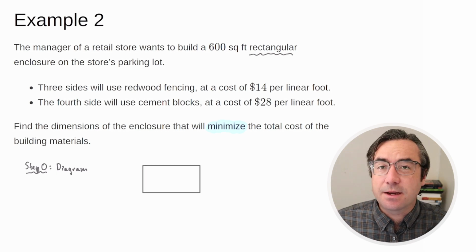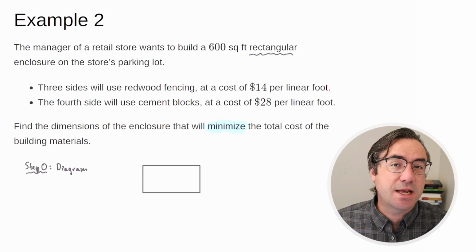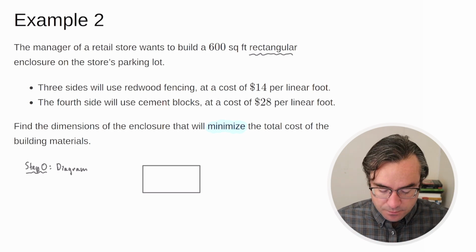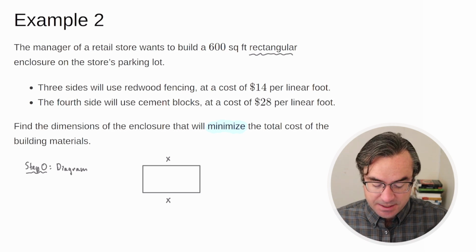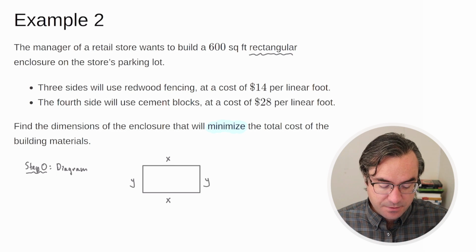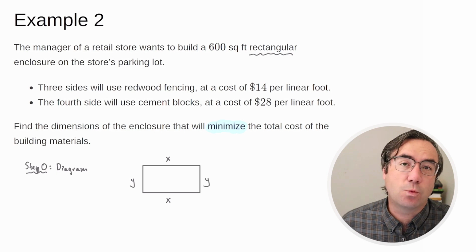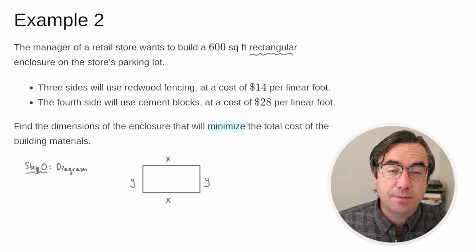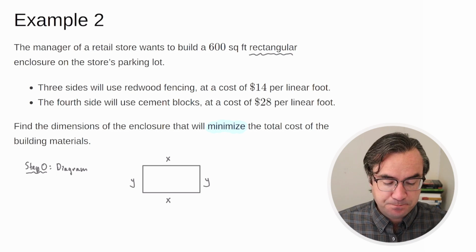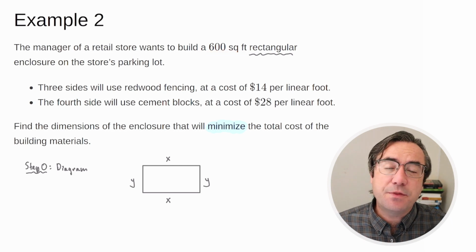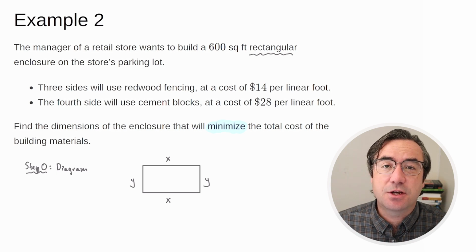And we know with a rectangle, opposite sides have the same length. So let's say the length of this side is x, which means the length of that side is x. And then we'll call the length of those sides y. So we have our 2 variables. Rectangles generally have two variables, 2 dimensions. All right. So what do we know? We know that the area of this has to be 600 square feet.